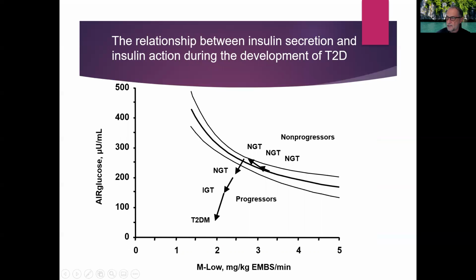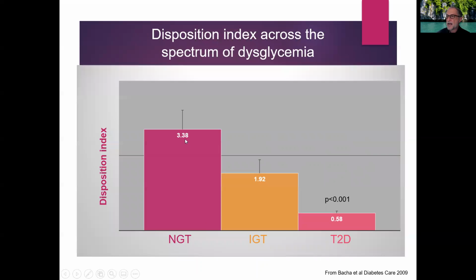And what we see if we look at that disposition index, which essentially reflects this set of arrows here of following beta cell function, is that as individuals progress from normal glucose tolerance to impaired glucose tolerance to type 2 diabetes, there is a steady, substantial and consistent decrease in the disposition index. So it's this disposition index that is reflecting the true underlying pathophysiology here, the inability to make enough insulin to compensate for the degree of insulin sensitivity.